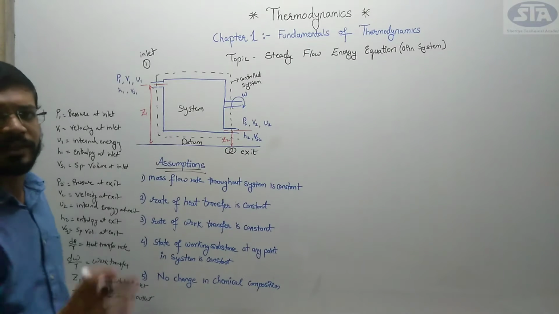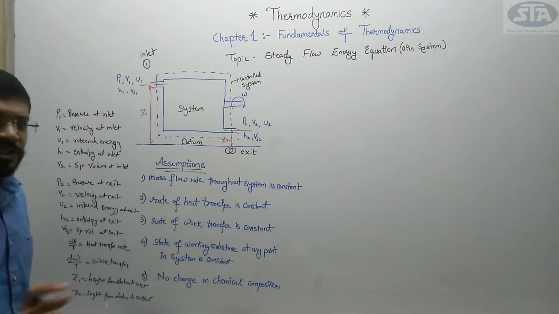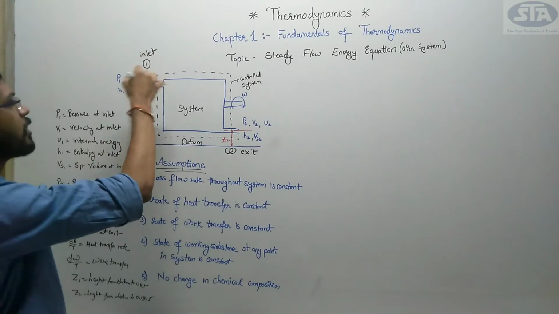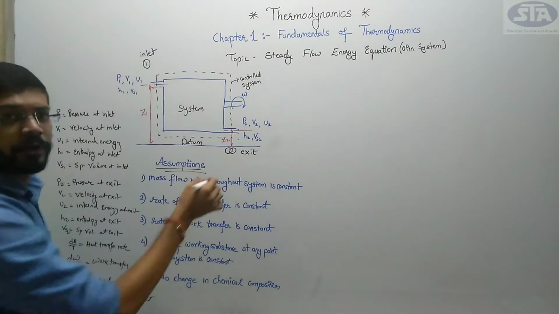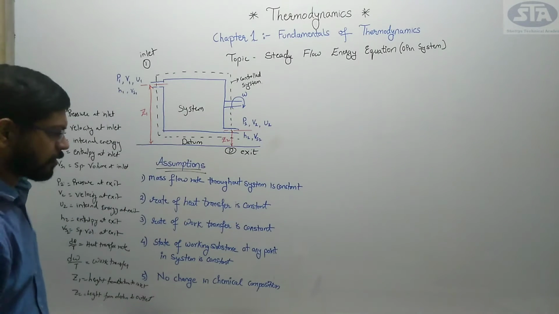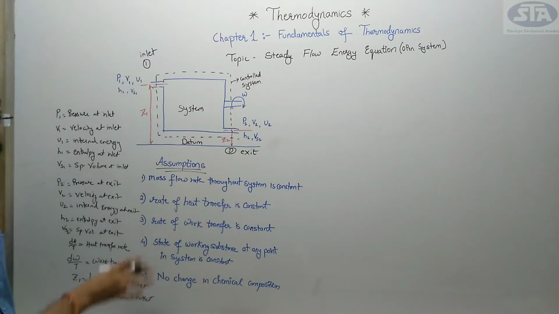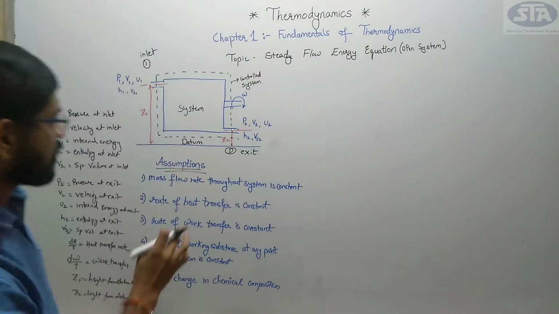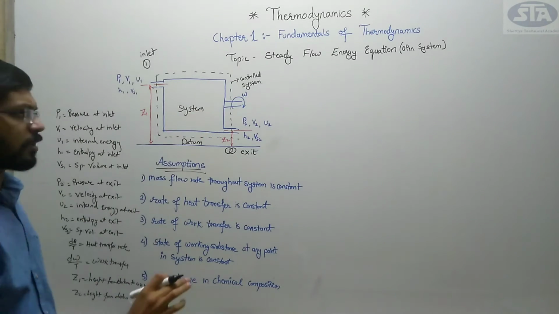And fifth point is that there is no chemical change. So means if water is entering, H2O is entering in the system, H2O is leaving the system, so there is no change in chemical composition, right? These are the 5 assumptions we need to know. Now let's derive the steady flow energy equation.